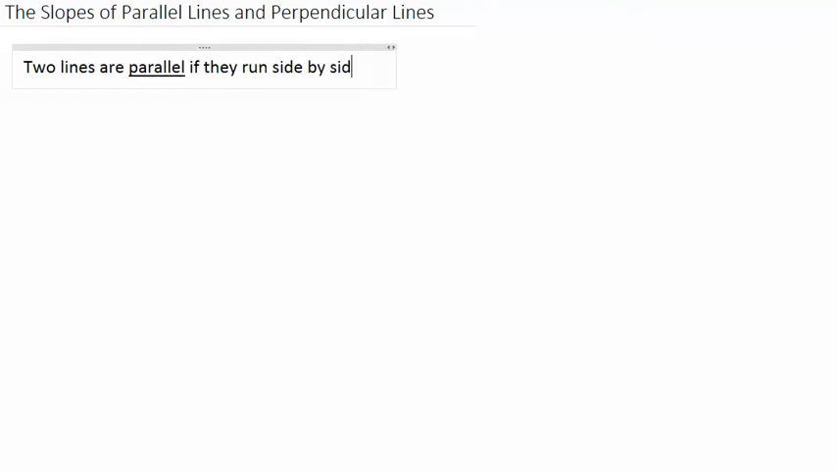We're going to do some generalizing about slopes, and in particular we're going to look at the relationship of the slopes of two parallel lines versus the slopes of two perpendicular lines, how they relate. So let's begin with parallel. What are parallel lines? Two lines are parallel if they run side by side and never intersect, never touch. Okay? So let's look at an example of a line, and then we'll consider a line that's parallel.